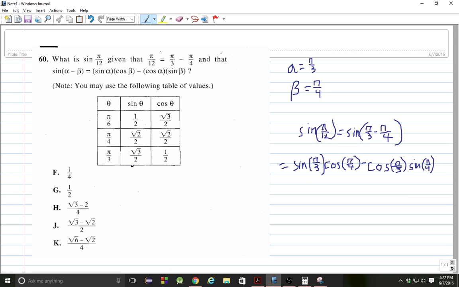And then all you got to do is substitute in these values over here. So the sine of pi over 3 is, as you can see, root 3 over 2, times the cosine of pi over 4. Well, the cosine of pi over 4 is root 2 over 2, minus cosine of pi over 3, which is half, times sine of pi over 4, which is root 2 over 2.